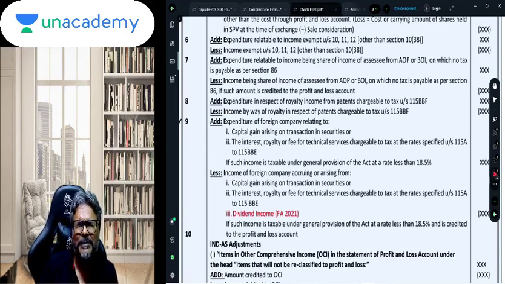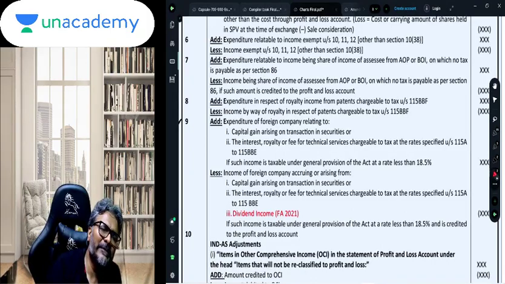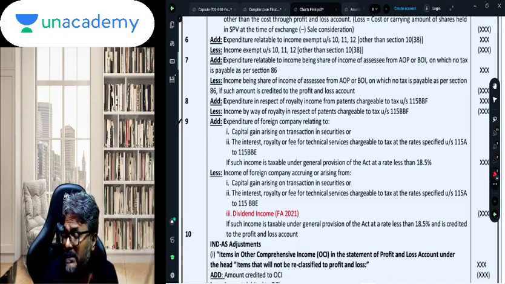Now, at the same time, students, you may be aware of this particular point, which is that if you remember, students, dividend income under 115A is taxable at 20%. But in one case, dividend income is taxable at 10% also. Are you aware of that point of 10%? So the 10%, students, would be the case when they are receiving the dividend from the business trust.